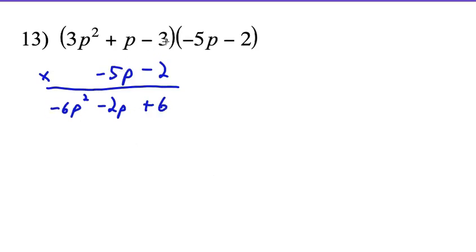So negative 5p times negative 3, that'll be positive 15p. I'll line those up with the other p's. Negative 5p times p would be negative 5p squared. I'll line those up with the other p squareds. And negative 5p times 3p squared will be negative 15p cubed.